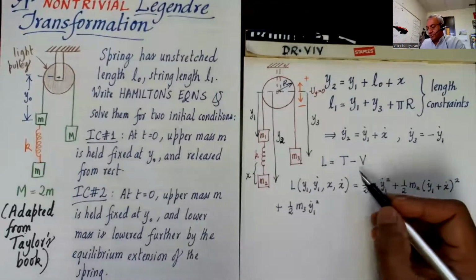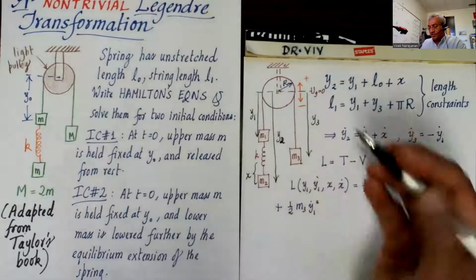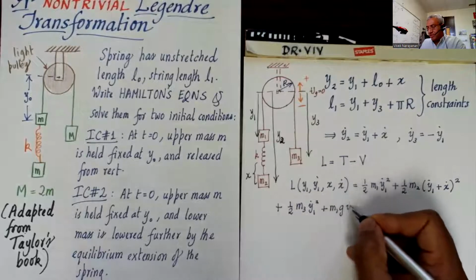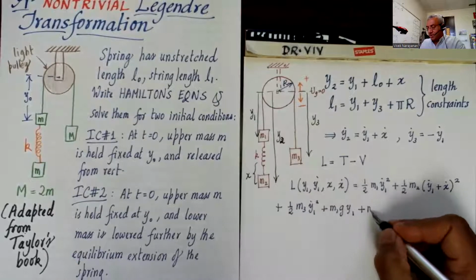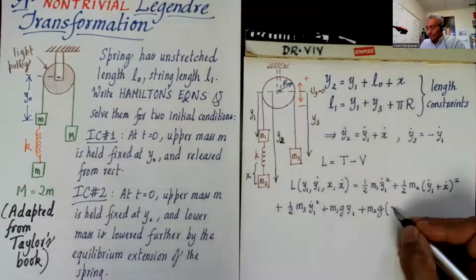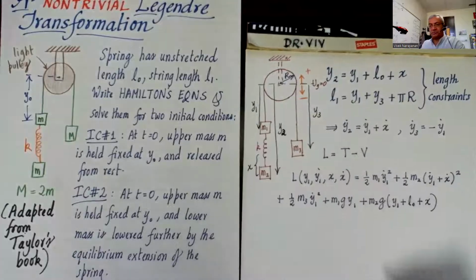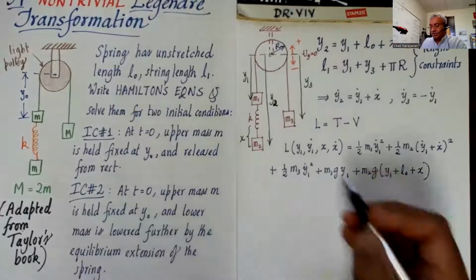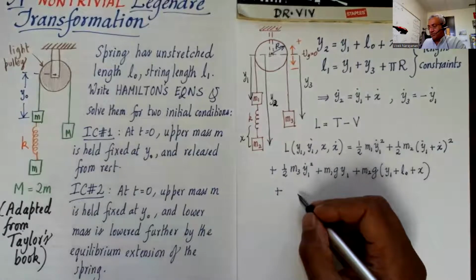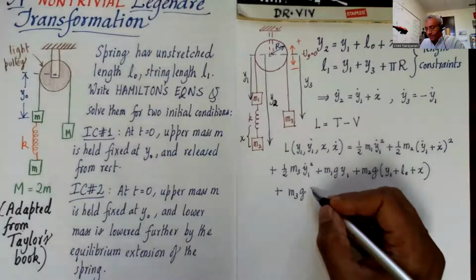And now the potential energy terms. It's minus the potential energy, which is already negative because it's below that center line. So it's going to be plus. So it's going to be plus m1 g y1 plus m2 g y2. But y2 is given by y1 plus L naught plus x. And the potential energy of the third object is going to be plus m3 times g, and then y3.